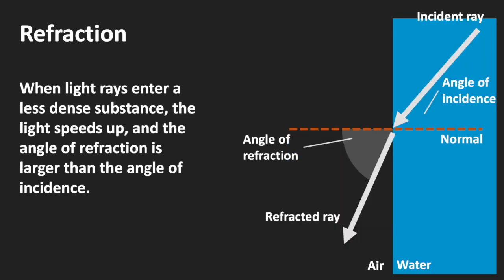When light rays enter a less dense substance, the light speed gets faster and the angle of refraction is larger than the angle of incidence. This means that the refracted ray bends away from the normal line. This happens, for example, when a light wave crosses from water to air.